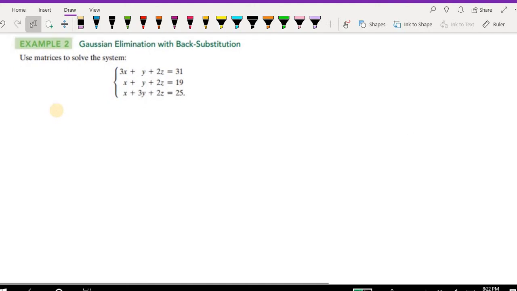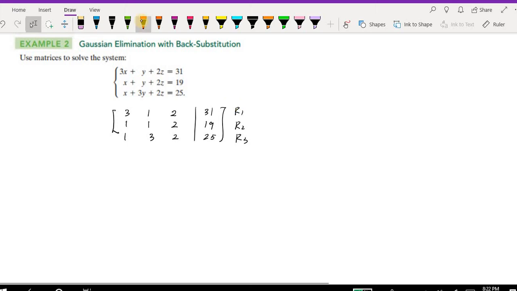Example 2, Gaussian elimination with back substitution. So first we're going to write this system of equations as an augmented matrix. We're going to write this as 3, 1, 2, and then we have 31. We have 1, 1, 2, 19. Have 1, 3, 2, and then 25. Okay, so here we have row 1, row 2, and row 3.